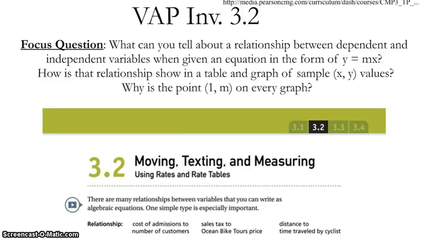All right, today we are going to talk about the relationship between dependent and independent variables in the form of the equation y equals mx, or y equals m times x, and how that relationship is shown on a table of sample xy values and why the point (1, m) is on every graph. All right, so essentially 1m would be 1 and the y-intercept.